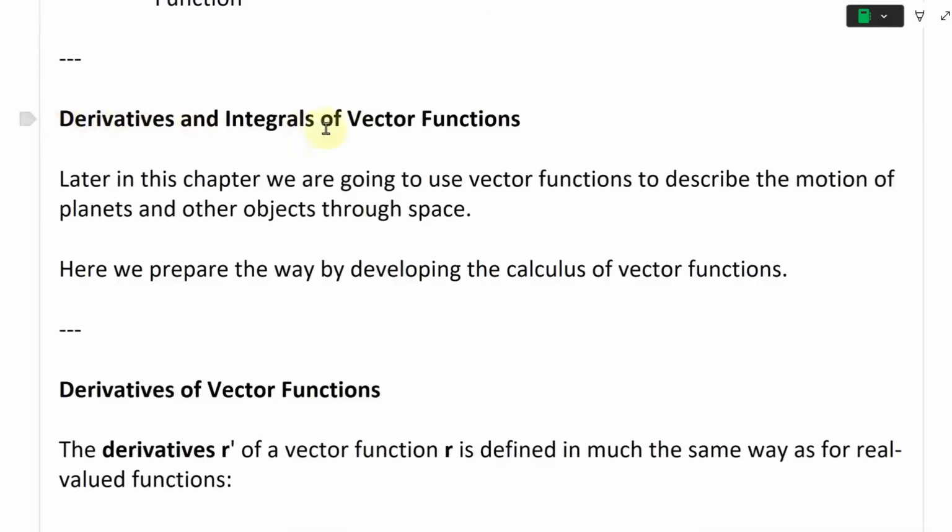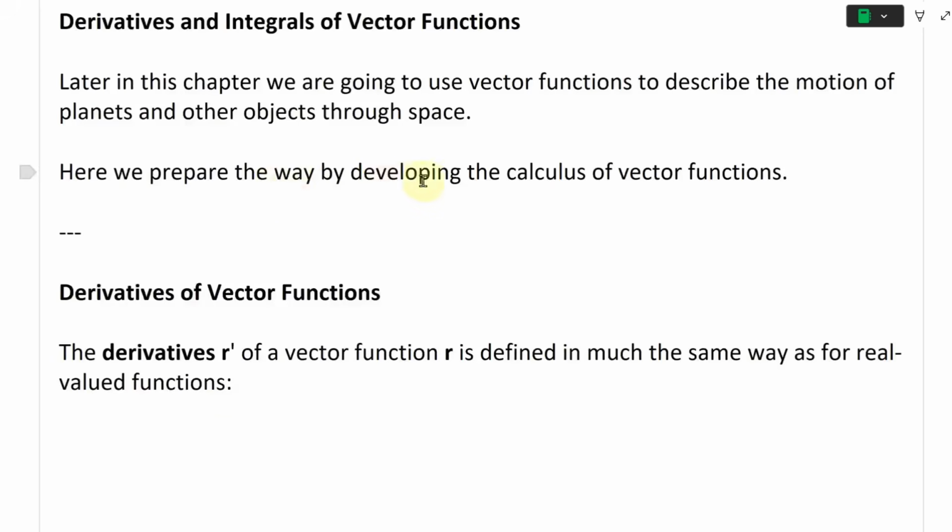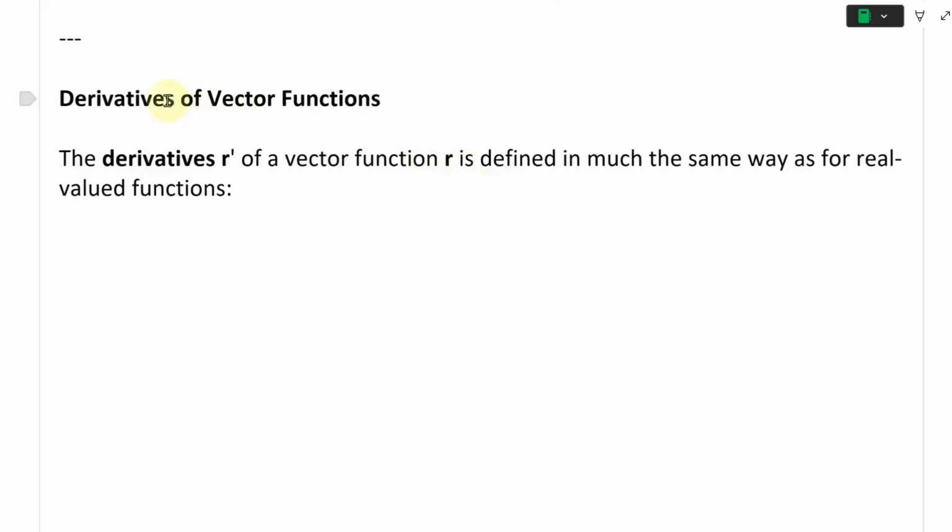So, derivatives and integrals of vector functions. Later in this chapter, we are going to use vector functions to describe the motion of planets and other objects through space. Here, we prepare the way by developing the calculus of vector functions. All right, derivatives of vector functions.